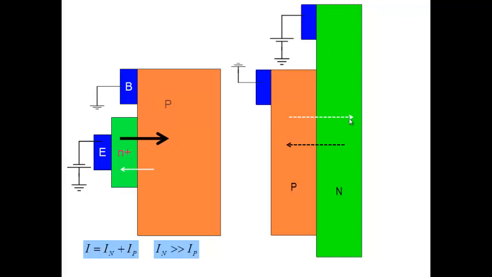Well, the holes are flowing from N to P, so I should have reversed the direction here. Okay, so the directions are not proper. Because it's reverse bias, the holes should have been flowing from N to P. So the direction of the hole flow should have been here, and the electrons are flowing from N to P. So the direction should have been here. Okay, so reverse the direction. Anyway, these current components are very small.